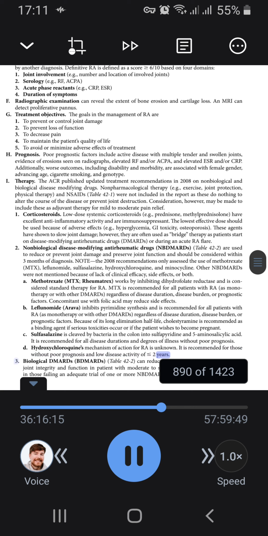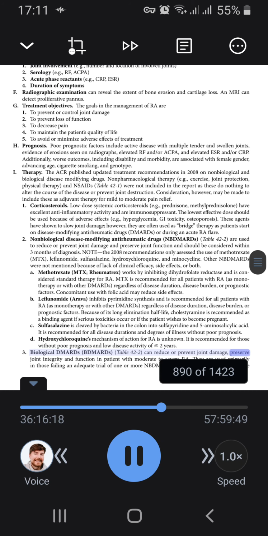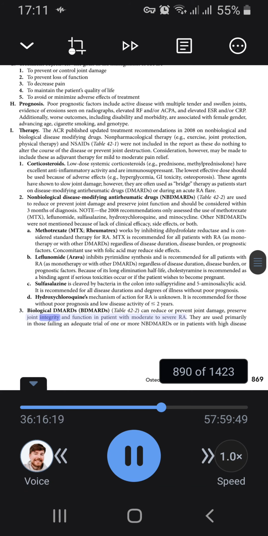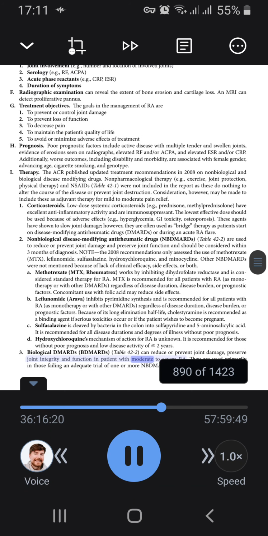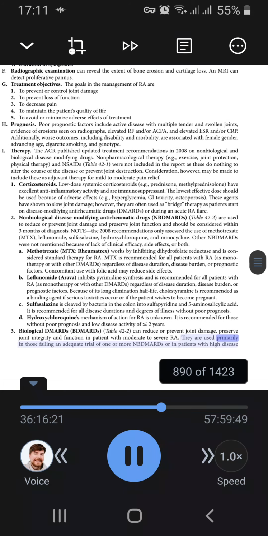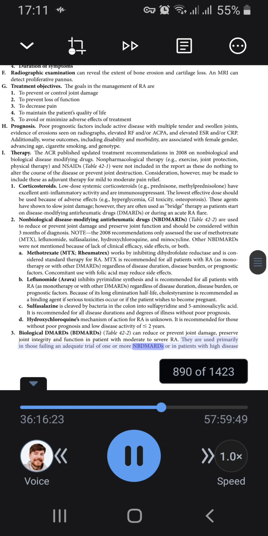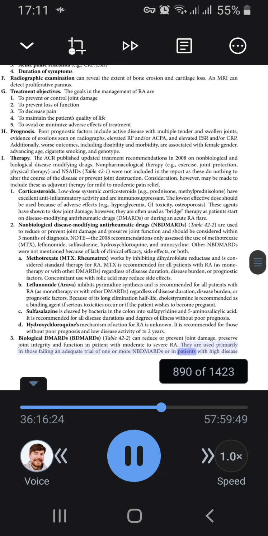3. Biological DMARDs, BDMARDs, Table 40-2, can reduce or prevent joint damage and preserve joint integrity and function in patients with moderate to severe RA. They are used primarily in those failing an adequate trial of one or more NBDMARDs, or in patients with high disease activity.